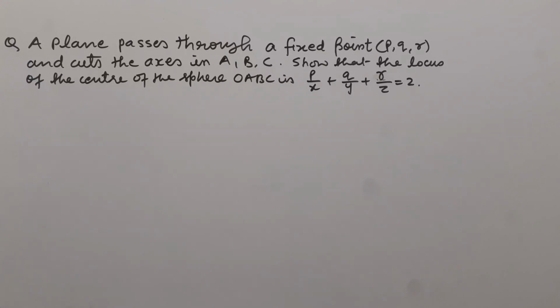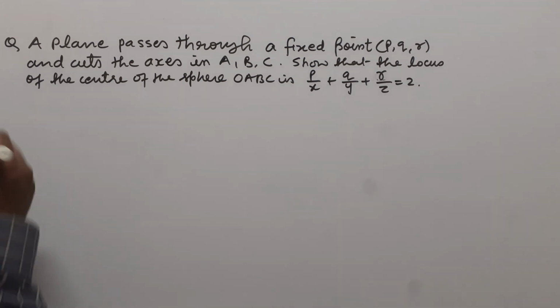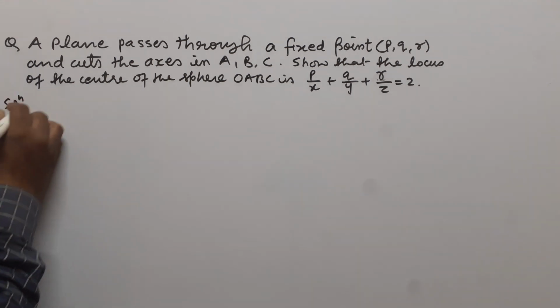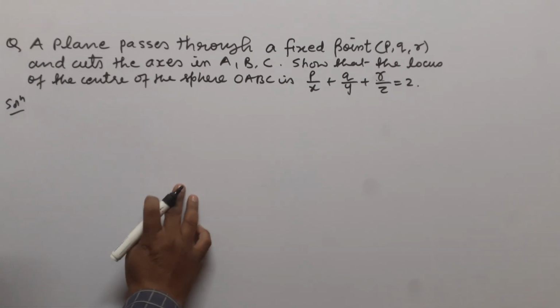A plane passes through a fixed point PQR and cuts the axes in A, B, C. Show that the locus of the center of the sphere OABC is P upon X plus Q upon Y plus R upon Z is equal to 2.